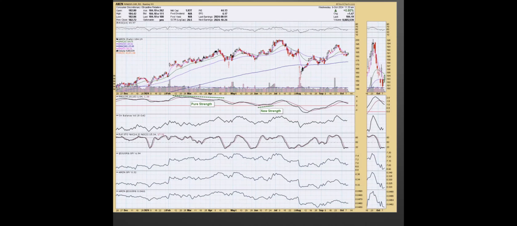And here is another one. In this case, notice we have a flat PMO above the signal line. It is drifting a little bit lower, but overall it is flat above the signal line, and that is a sign of pure strength. And certainly that's what we were seeing all the way up until this point where we got the sell signal on the PMO.